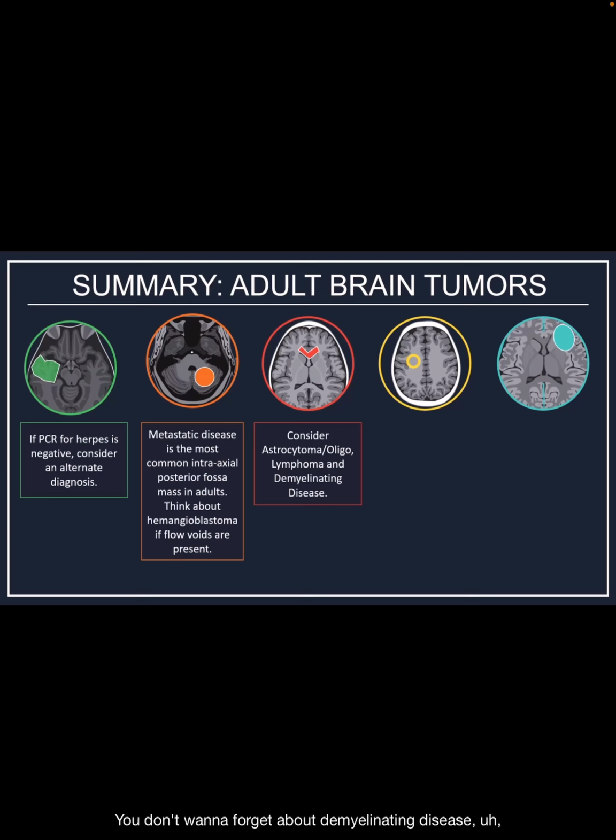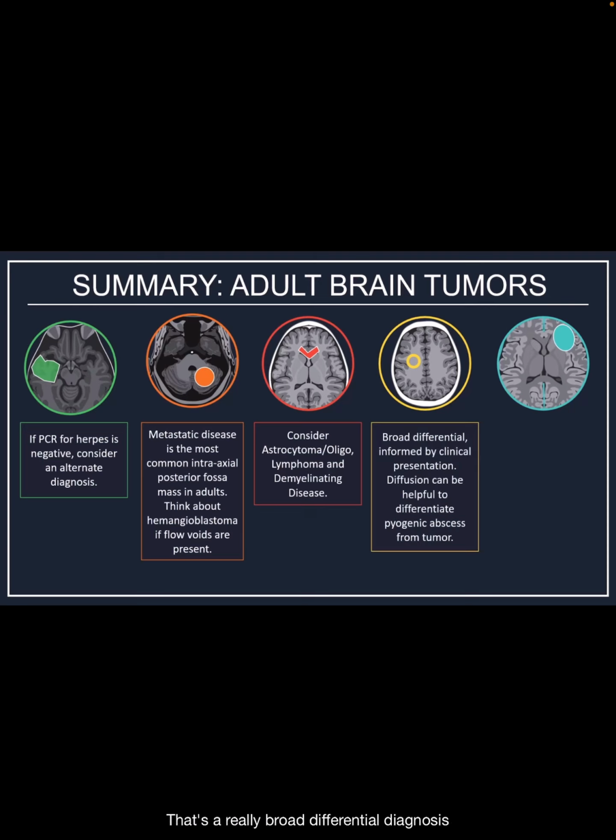You don't want to forget about demyelinating disease, particularly in the adult patient. Rim-enhancing masses, that's a really broad differential diagnosis, and it's really informed by the clinical presentation. So is the patient immunocompromised or not? Diffusion can really be quite helpful to differentiate pyogenic abscess from tumor. This is something that comes up every day in clinical practice. You really just want to be comfortable with this differential.